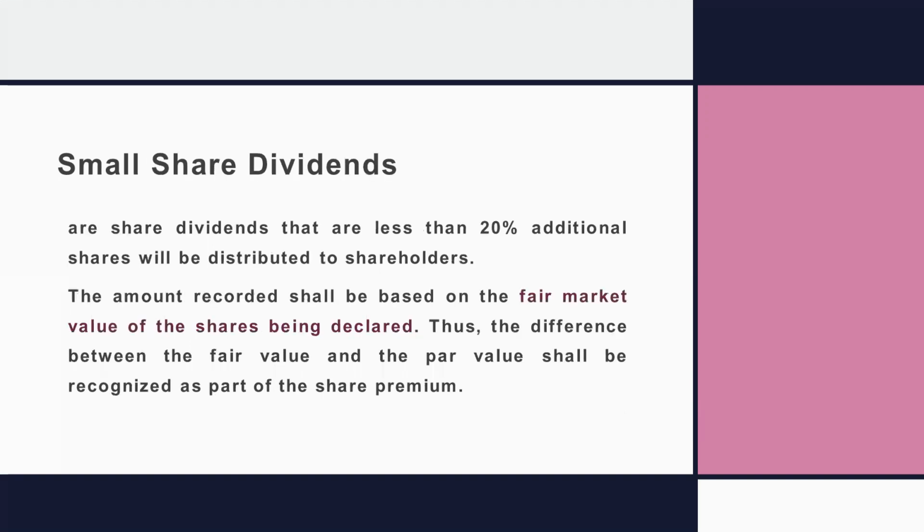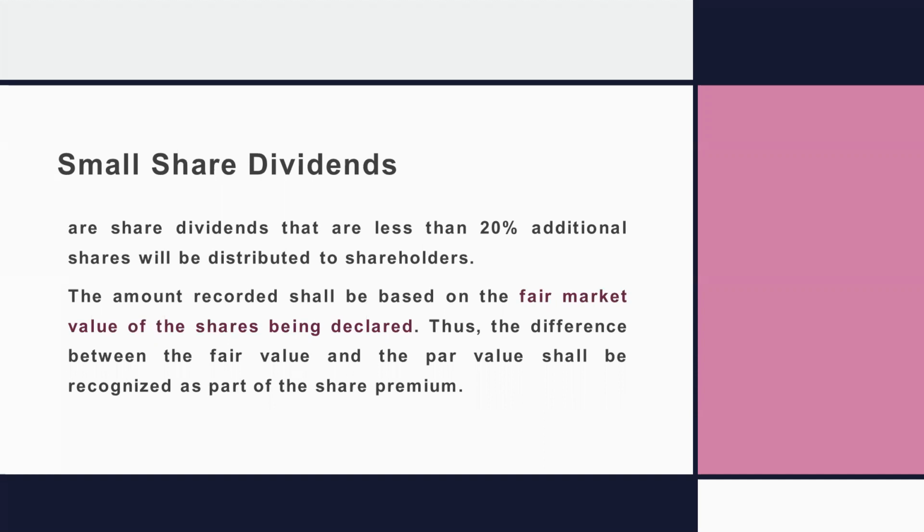There are two types of share dividends: small share dividends and large share dividends. So what's the difference? When we say small share dividends, these are share dividends that are less than 20%. Additional shares will be distributed to shareholders.